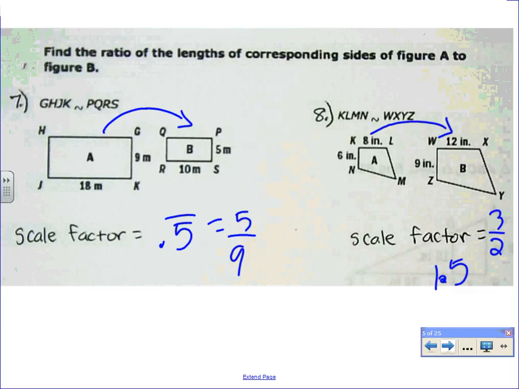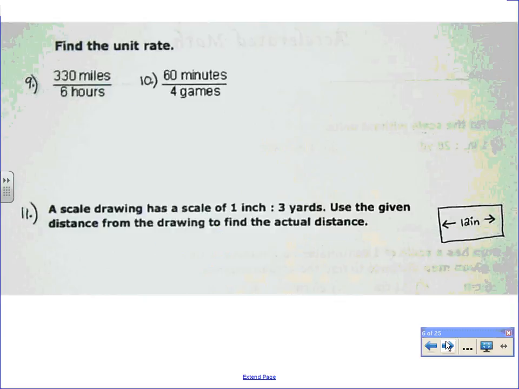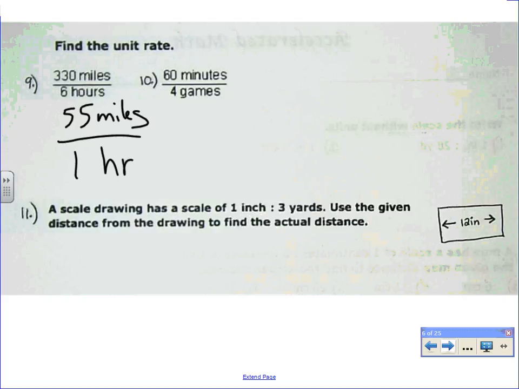All right, let's flip over, then I'll come back to questions. Josh, what did you get for number 9 for unit rate? Good. 55 miles over 1 hour. Skylar, number 10. 15 minutes over 1 game, per 1 game, I should say, for every 1 game.